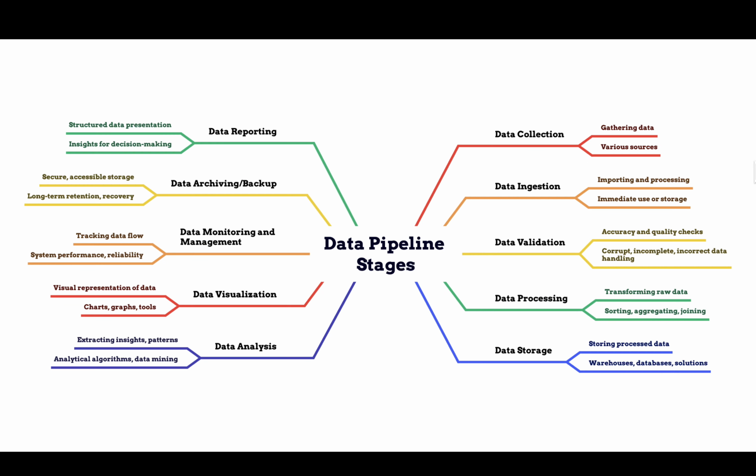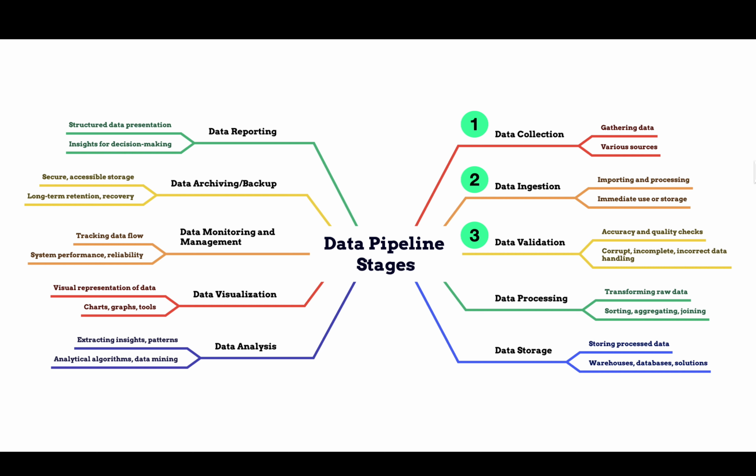Data pipeline stages. 1. Data collection, the first stage, involving gathering data from various sources, which could include databases, file systems, streaming data, and external sources. 2. Data ingestion, involves importing, transferring, loading, and processing data for immediate use or storage in a database. 3. Data validation, ensuring the accuracy and quality of the data.